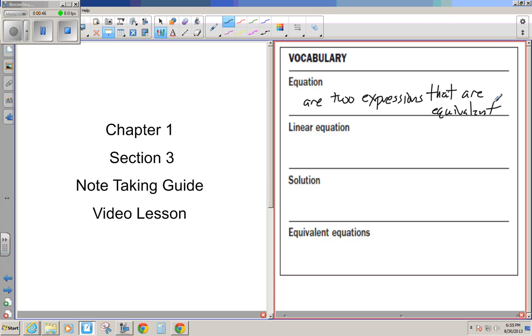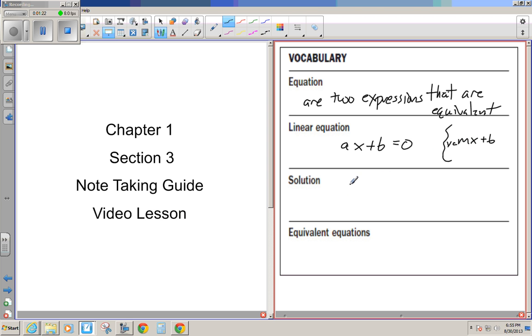A linear equation in one variable is an equation that can be written in the form ax plus b equals 0. So linear equation, basically ax plus b equals 0. You guys probably remember this, mx plus b, y equals mx plus b. That's slope-intercept form for a linear equation. It's going to come into play later.